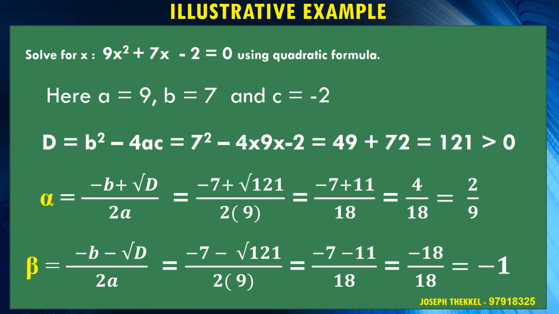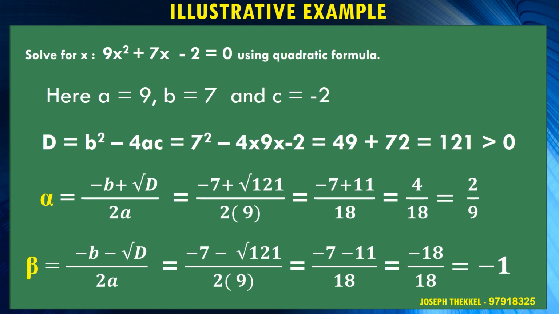Solutions. Illustrative example. Solve for x: 9x square plus 7x minus 2 equal to 0 using quadratic formula. Here a is equal to 9, b equals 7 and c equals minus 2. D equals b squared minus 4ac equals 7 square minus 4 into 9 into minus 2 equals 49 plus 72 equals 121, greater than 0.